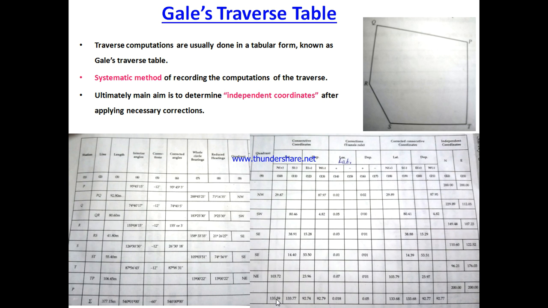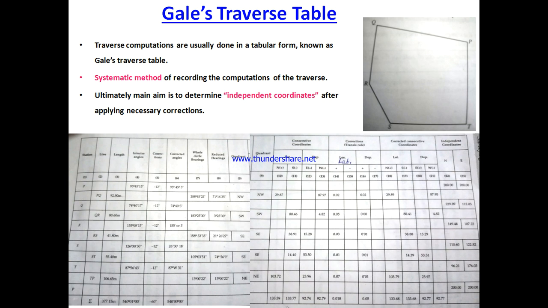Here we have calculated all the values of latitude in the positive direction and negative direction. So with the help of this we can get the summation of latitude, which will be equal to, since it is in negative direction, 133.77 minus 133.59, so we are getting the error as minus 0.18. So minus 0.18 we will get as the summation of latitude.